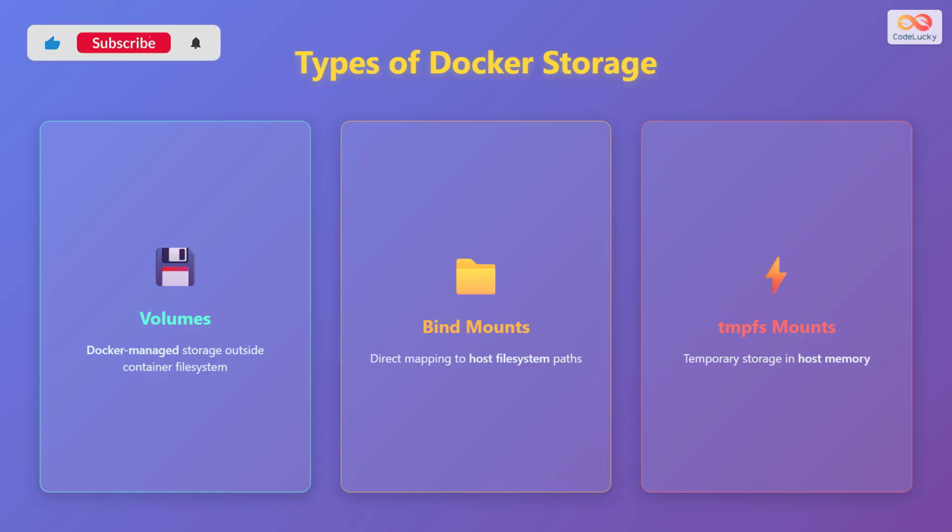Bind mounts, on the other hand, directly map a directory or file on the host machine to a directory within the container. This allows you to share files and directories between the host and the container, but it also means that the container has direct access to the host file system. Temporary file system mounts, also known as tmpfs mounts, create temporary storage within the host's memory. This type of storage is ideal for sensitive data that you don't want to persist on disk, as the data is automatically deleted when the container stops.